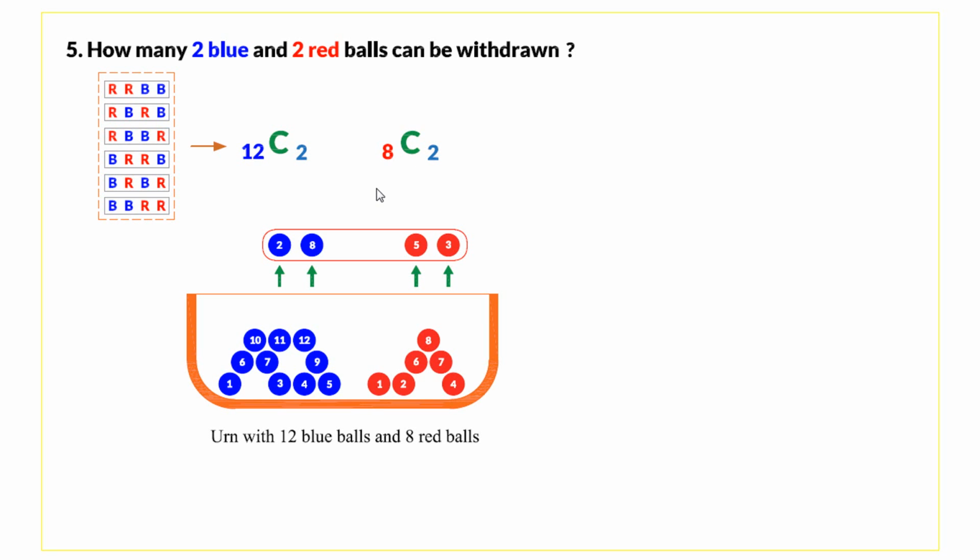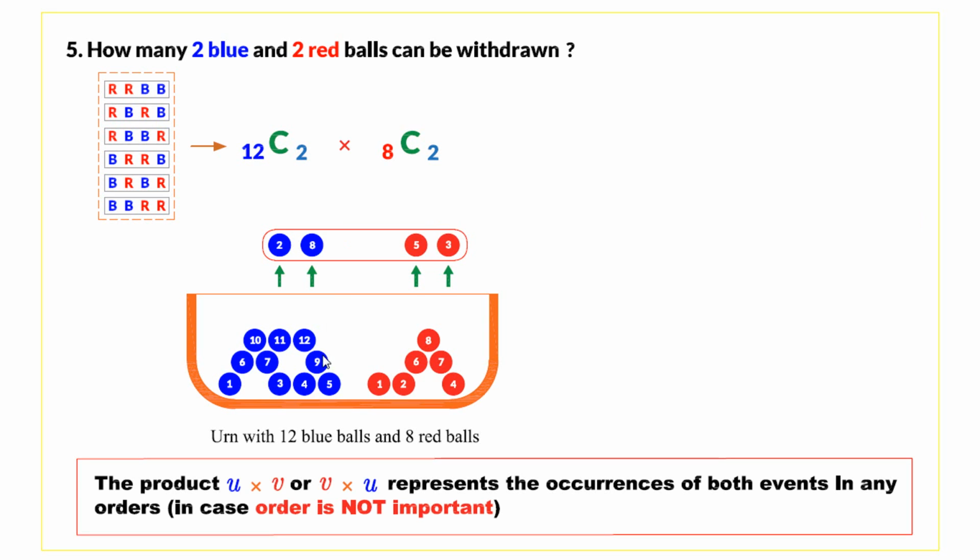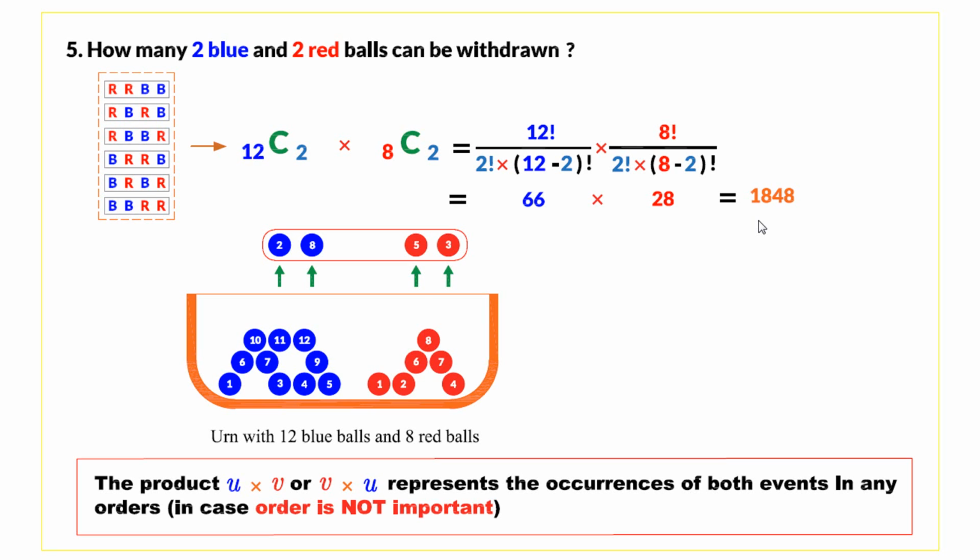Now we use the multiplication principle to create an element of 2 blue and 2 red. So we multiply them together according to this principle here, and we get 66 times 28, and 66 is the number of ways of picking 2 blue out of 12 blue. 28 is the number of ways of picking 2 red out of 8, and that would be 1848. So we have 1848 ways of picking both 2 blue and 2 red at the same time.